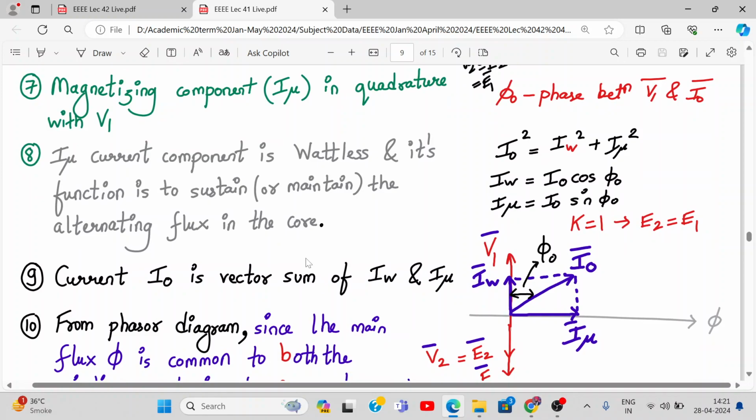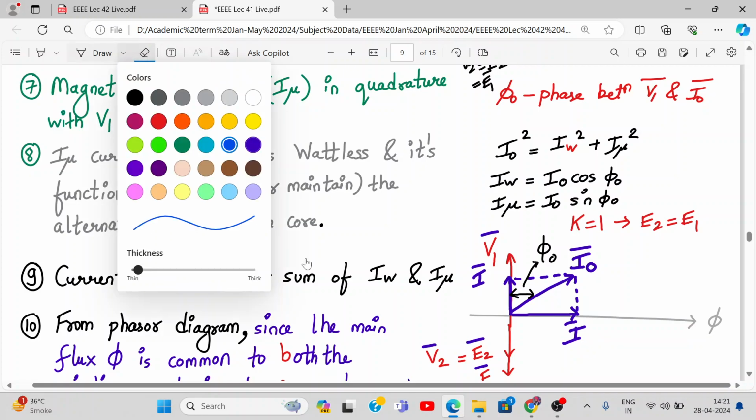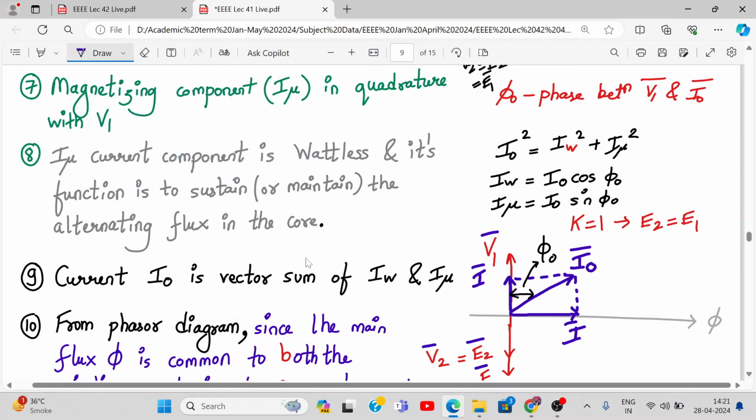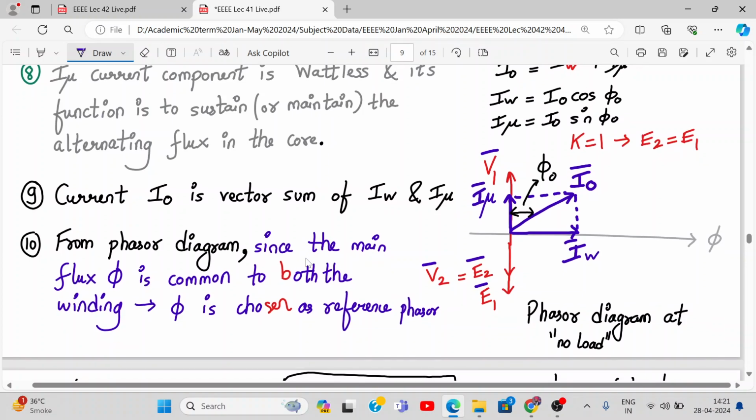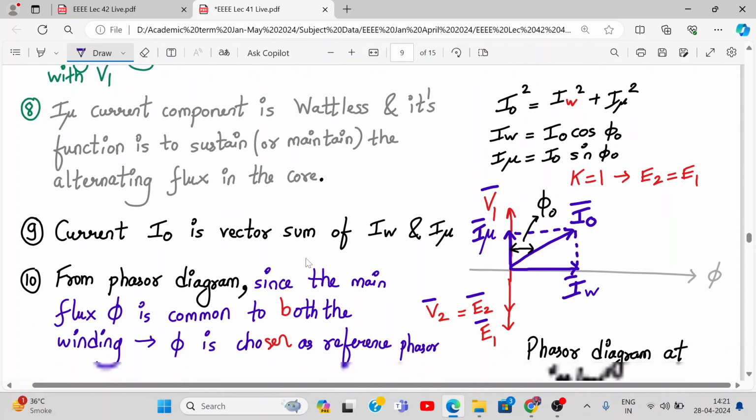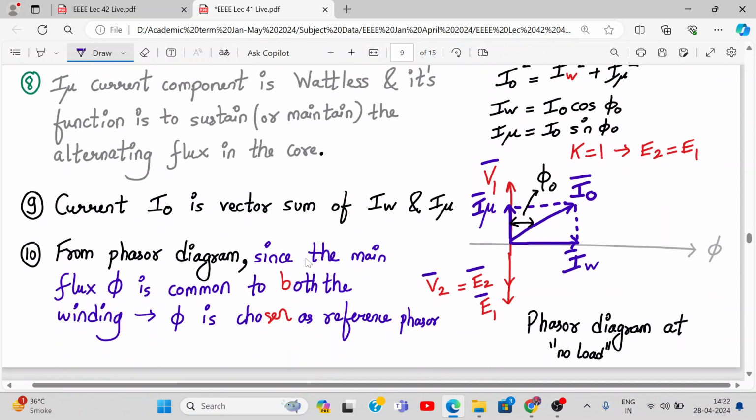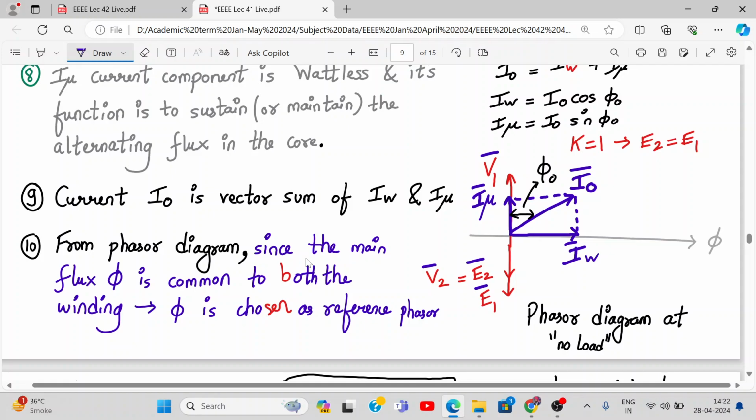I guess we have done one thing wrong, I'm not sure. This should be I mu and this should be IW. Last time we made this mistake, I think. So please correct it. This should be IW, this should be I mu. Please check if we have done it this way. I think we have written it opposite, right? Yes or no? Anyways, this is the phasor diagram at no load.